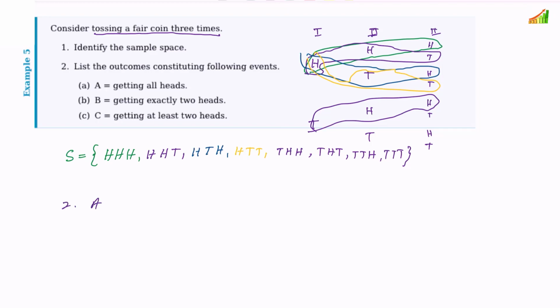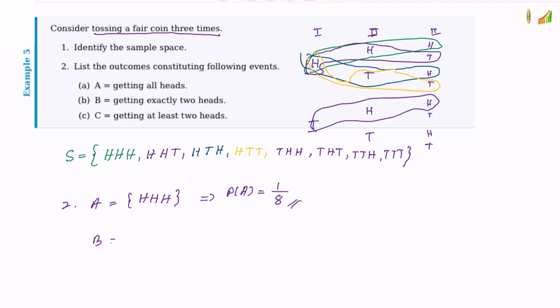Event A, getting all heads. Right. So what are the elements getting all heads? We know it is 3 times heads, therefore H H H. A is an event of S because all elements of A are in S. So probability of A equals number of elements in A, which is 1, total is 8, therefore 1 over 8.